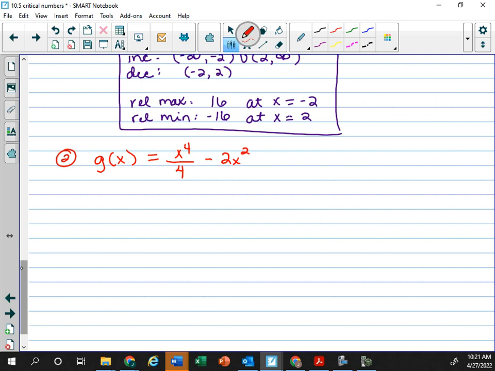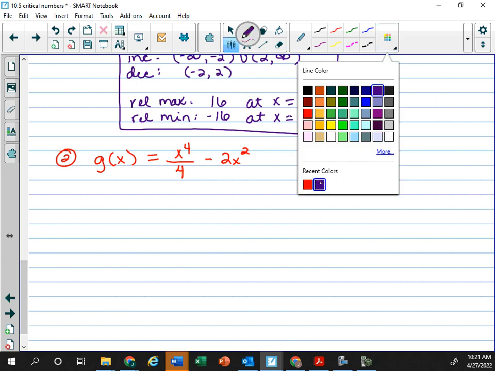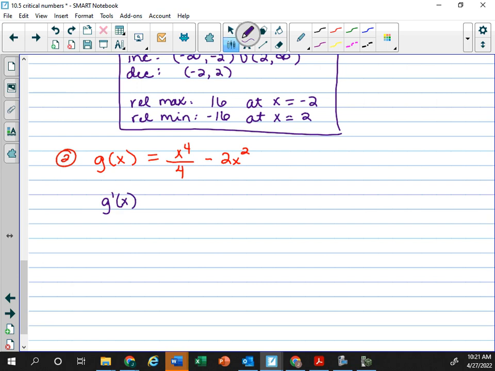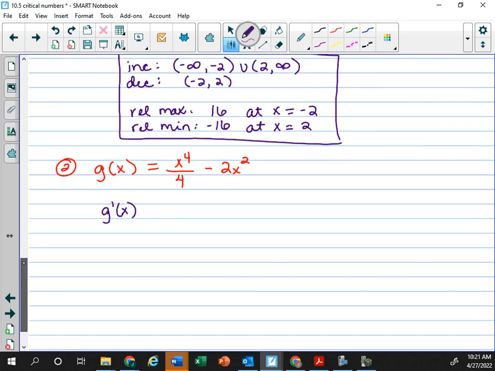The derivative is actually nice on this. It looks like it might be ugly, but it's not. Promise. It would just be x to the 3rd. So yes, that's step 1: find the derivative. You're going to have 4 times 1/4. Right? You see it? Okay.